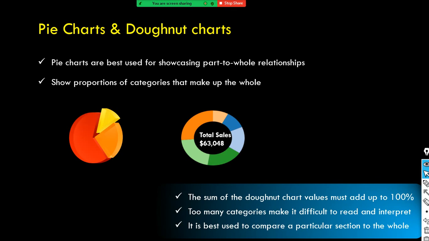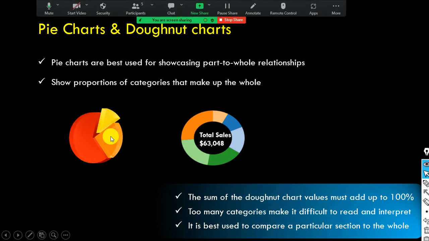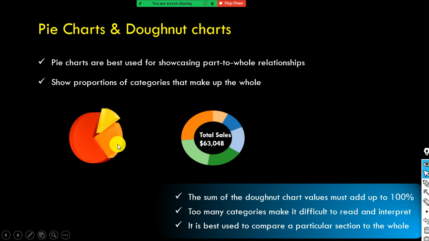Okay. So here every piece, look here, this piece and this piece, every piece or wedge of this circle represents a different category. This is probably the technology category. This is my furniture category. This is my other category. So each wedge or piece represents each category. With this we can visualize all the information at a glance.